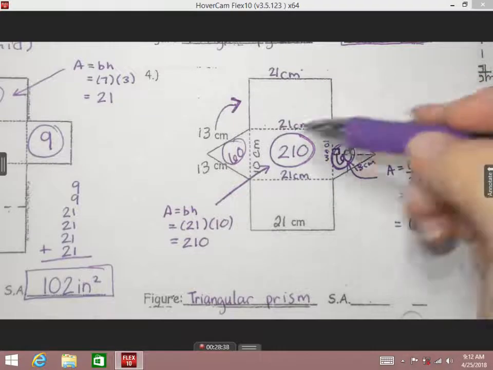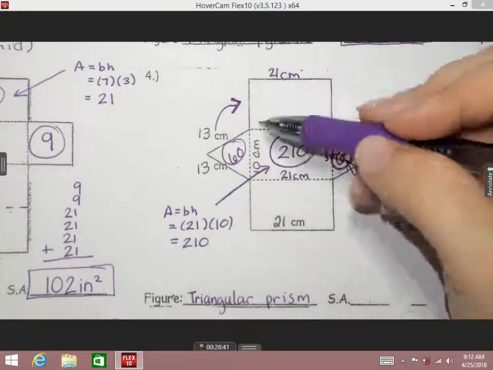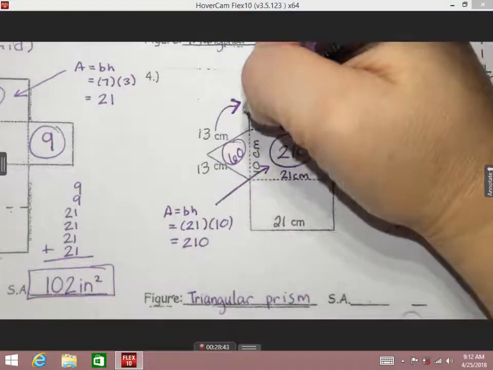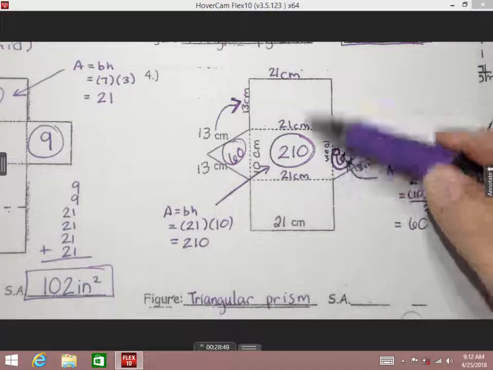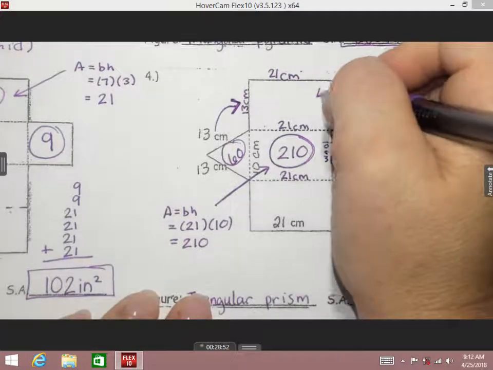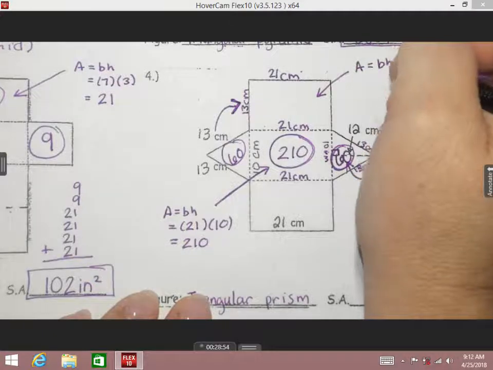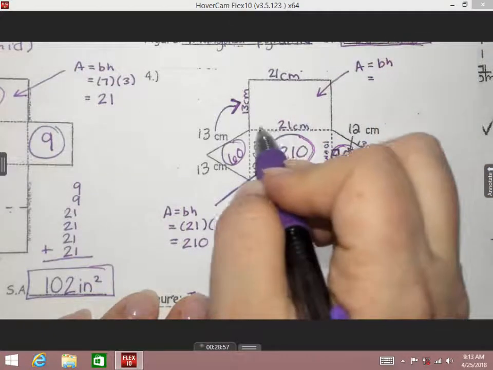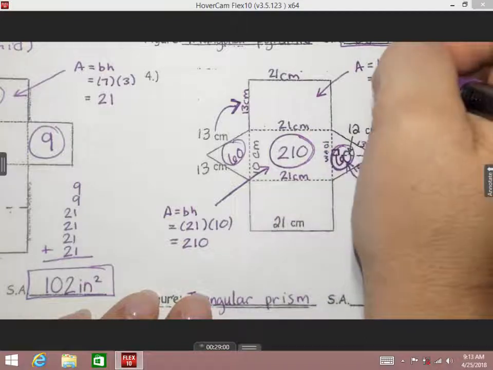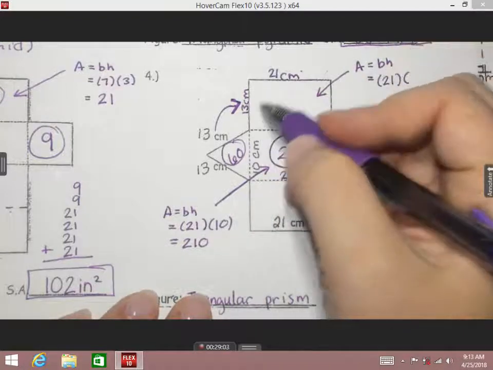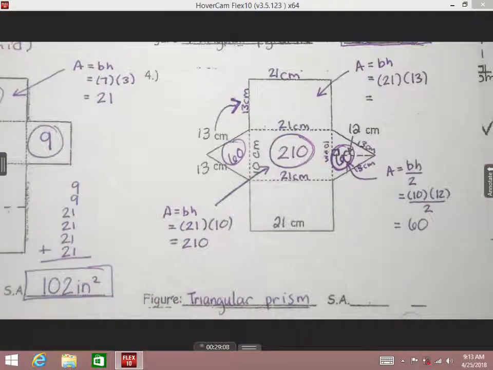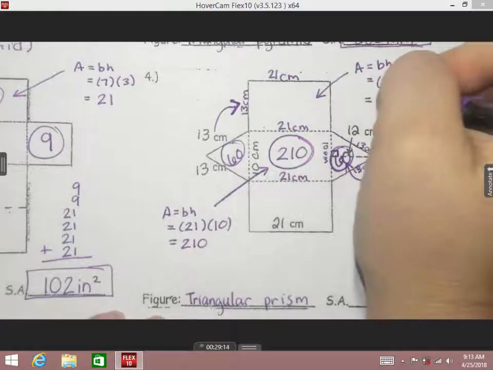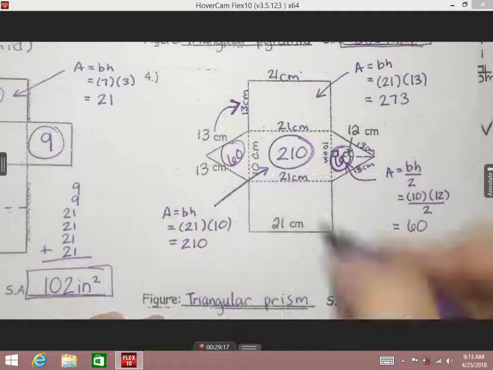So on this top rectangle, I'm using 21, and what's my height here? 13. Is that height 10? No. So are these going to be the same? No. So let's go ahead and do this area. Area equals BH. What is the base of that rectangle? 21. And what is the height of that rectangle? 13. Are there any questions on where I got 13 from? Are y'all okay with where I got 13? We're okay with that because it's folding up? All right, 21 times 13 gives me 273. So I get 273 here.